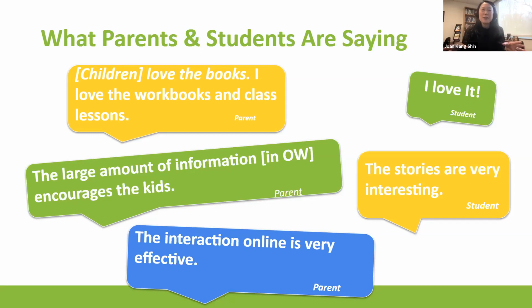But what really struck me was this quote saying the large amount of information in Our World encourages the kids. And that stood out to me because there is this recognition that there is a large amount of information, right? We're presenting these cross-curricular topics. We're connecting to science and history and culture. It's a lot of rich content, but it's a lot. But that the parents said that it encourages the kids.